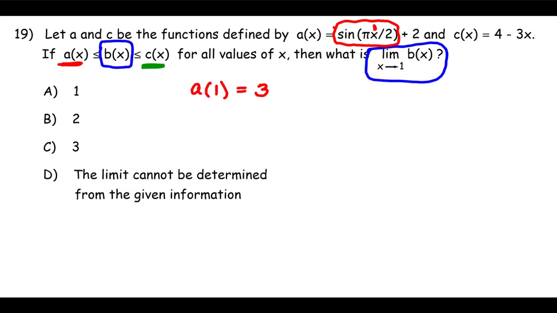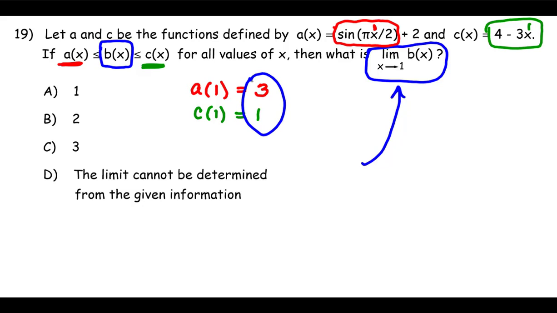Okay, let's try the C. We're going to try C of 1. So if we put a 1 in here, then this is going to be 4 minus 3, which is 1. So C is going to go through the point (1, 1). B has to stay between them. So when B gets to 1, we know that we have to be between 1 and 3, a height of 1 and 3.